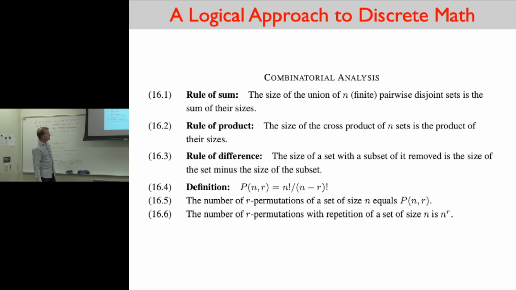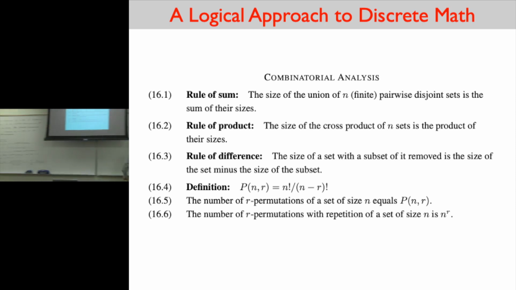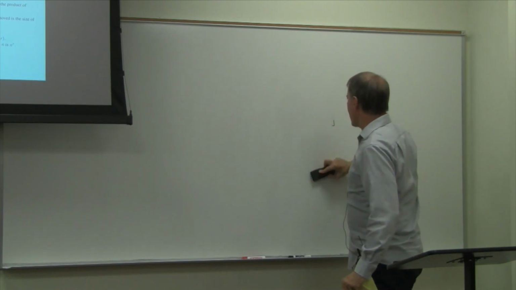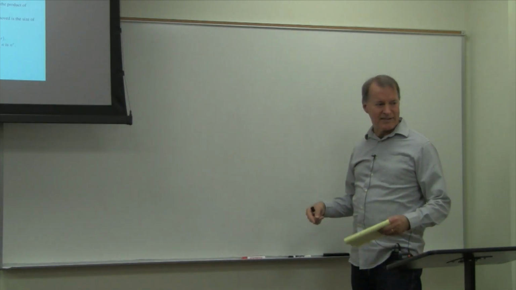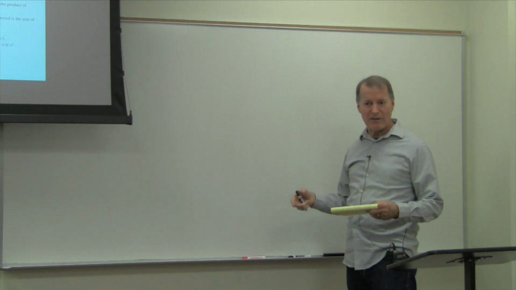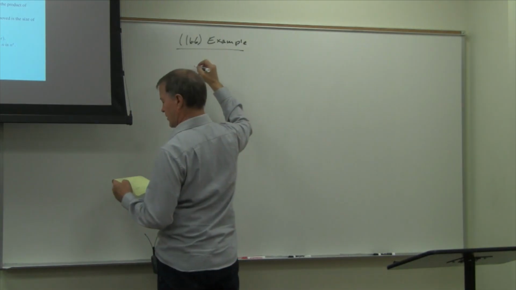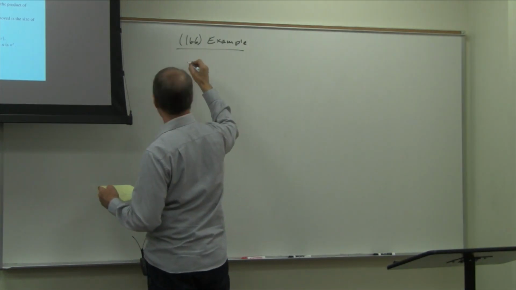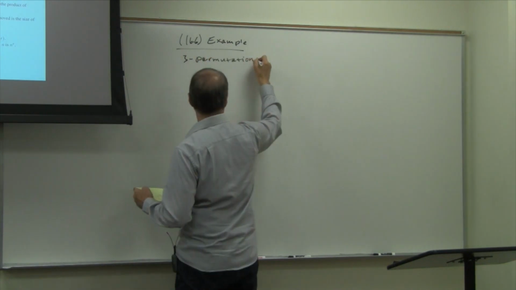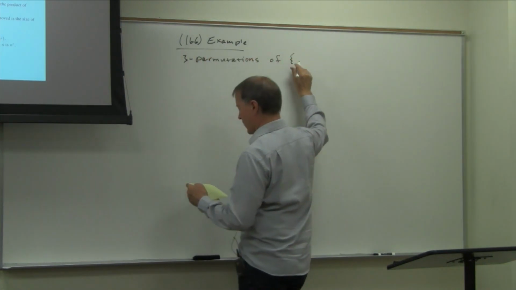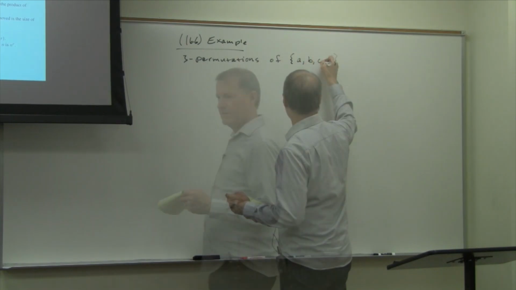The number of R permutations with repetition of a set of size n is n to the R. So what would be an example of that? After you've chosen what goes in the first one, if you can have repetition, that means that you can choose it again. That's just 7 times 6. Okay. So what are the 3 permutations? Let's not have quite as big a set. Let's just go A, B, C, D.